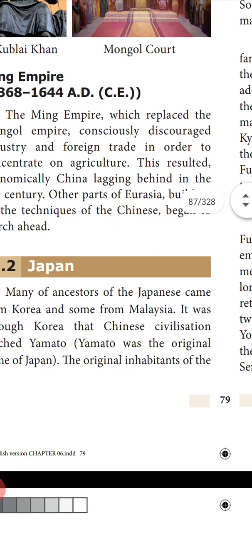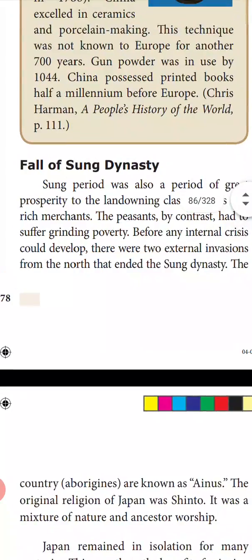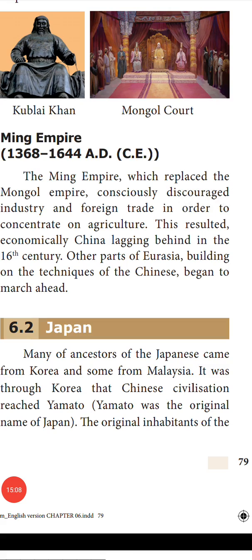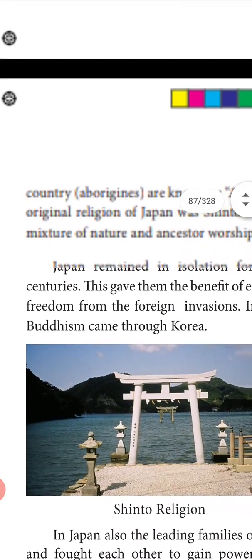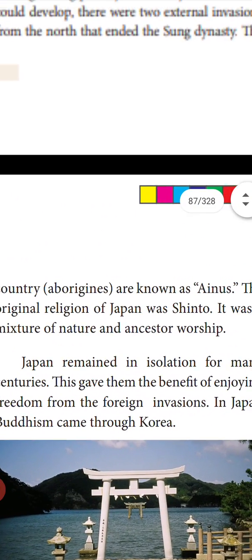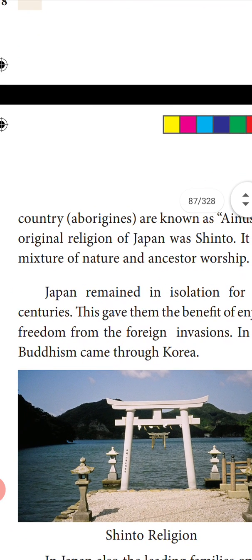Okay children, the next, the original inhabitants of the country are known as Ainus. Children, underline this. Ainus means the Japanese people. What is the name of the country? Yamato. During the Middle Ages, Japan was called Yamato. And the people were called Ainus.